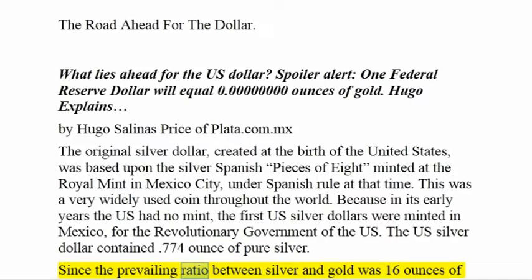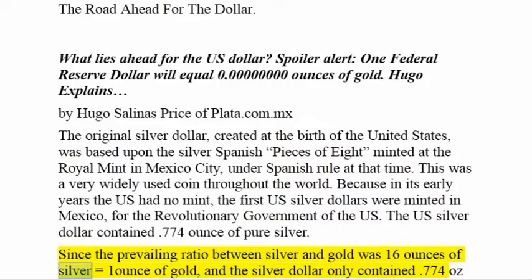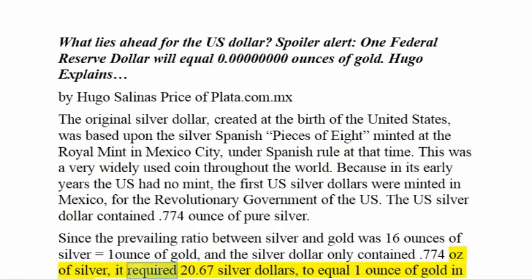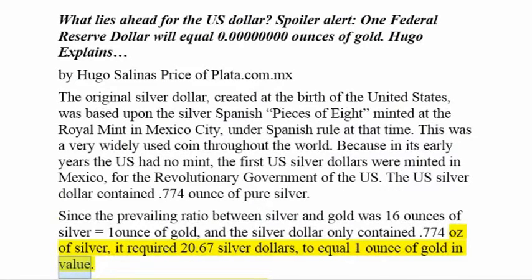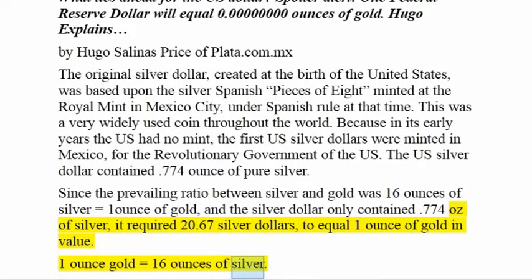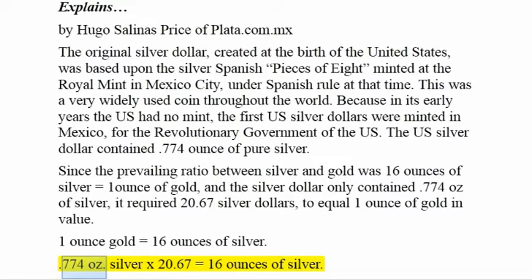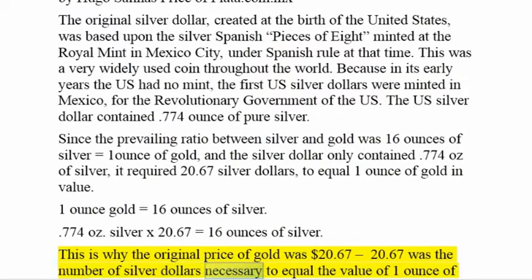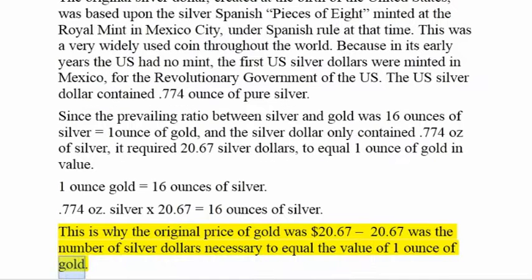Since the prevailing ratio between silver and gold was 16 ounces of silver equals 1 ounce of gold, and the silver dollar only contained 0.774 oz of silver, it required 20.67 silver dollars to equal 1 ounce of gold in value. 1 ounce gold equals 16 ounces of silver. 0.774 ounces silver x 20.67 equals 16 ounces of silver. This is why the original price of gold was $20.67. 20.67 was the number of silver dollars necessary to equal the value of 1 ounce of gold.